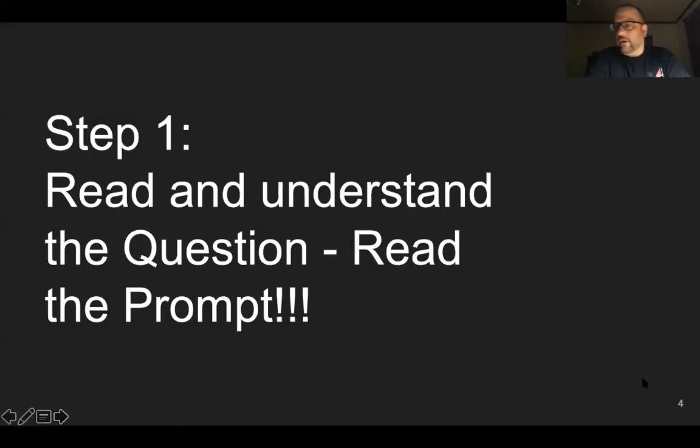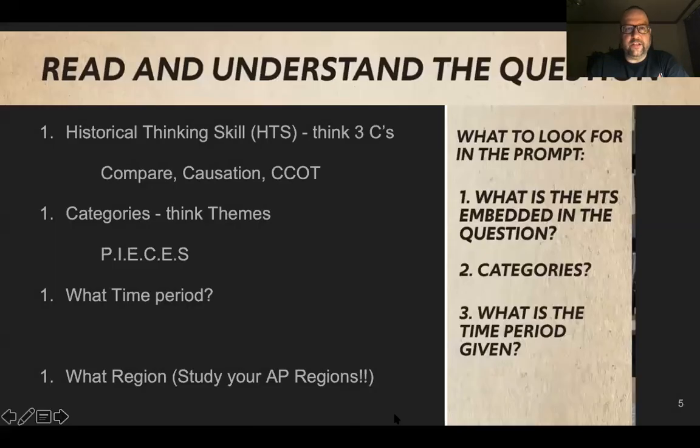So I want to focus on step one, read and understand the question. Notice there's 3 exclamation points there. Read the prompt. Read the prompt. Read the prompt. You have to be able to read and understand the question, okay?